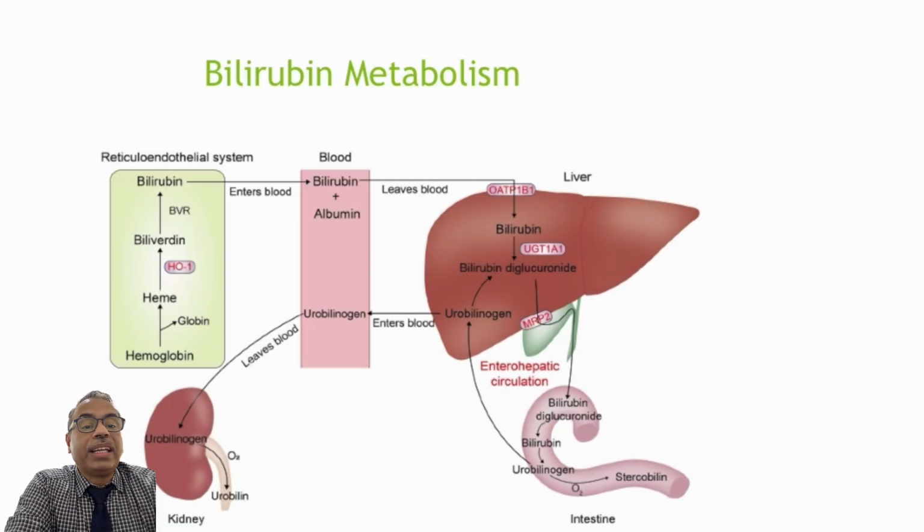Of this urobilinogen, 85% is excreted via stools after conversion into stercobilin, which gives the stool its characteristic brownish color. About 15% of this urobilinogen enters the enterohepatic circulation, goes into the liver, and also gets recycled. Some of it enters the blood and is excreted via the kidneys into the urine, giving that characteristic yellowish color of urine. And that is because of the presence of urobilinogen.